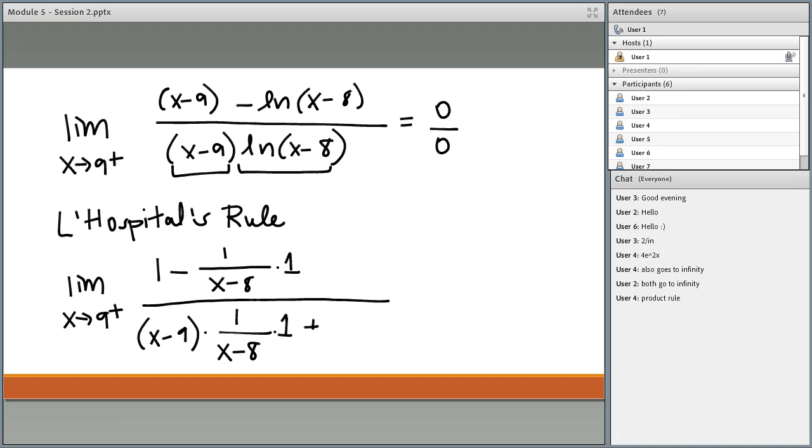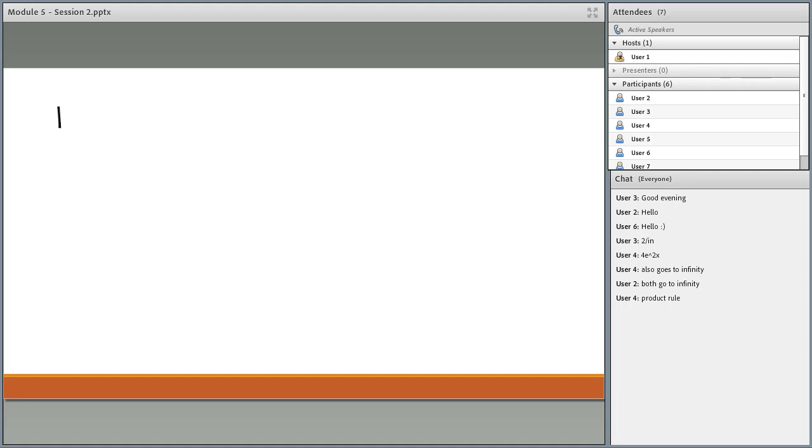So the first function times the derivative of the second function, plus the second function, which is the natural log of x minus 8, times the derivative of the first function, and in this case, the derivative of the first function is just 1. So unfortunately, this fraction looks pretty complex. So let's go to the next page and try to simplify and see if it changes anything.